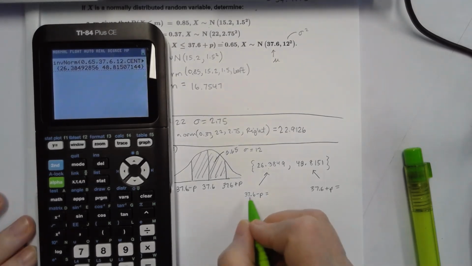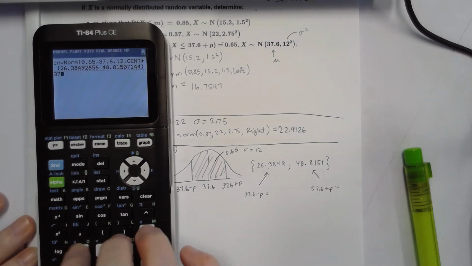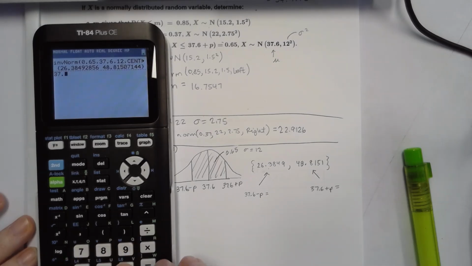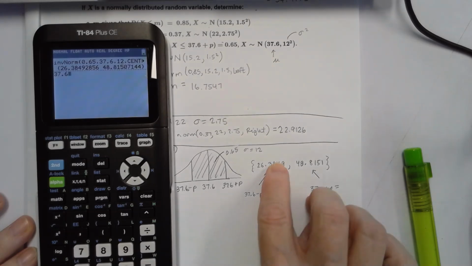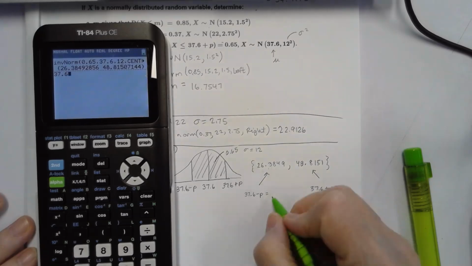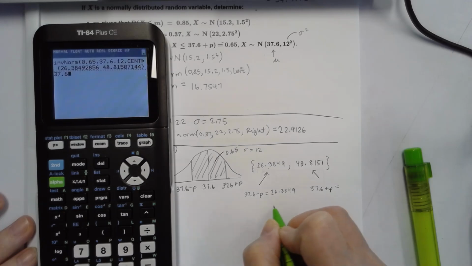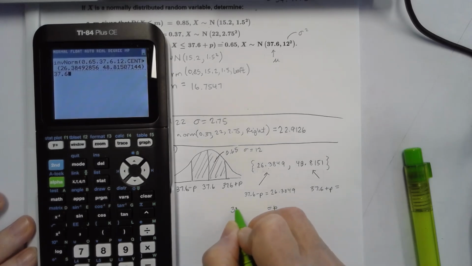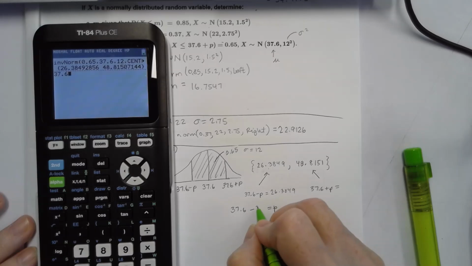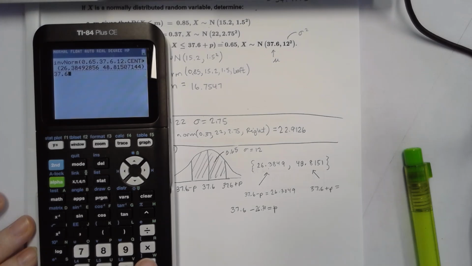Okay, so 37.6 minus that should give me p. Yeah, let's write it like this. 3849. So p should equal, Maddie says that, minus 26.38, blah, blah, blah, right? Minus 26.3849.